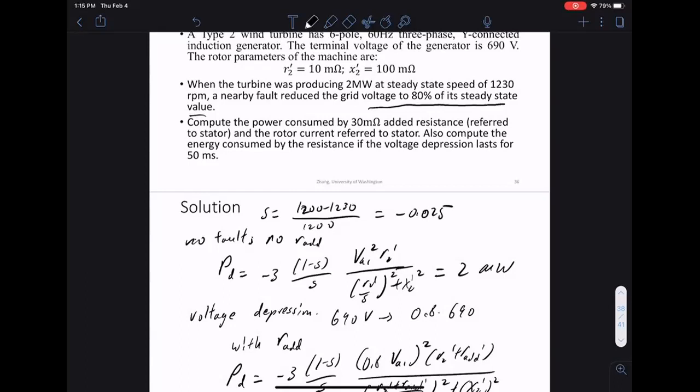All right, so this is it for type 2. These are example questions I can ask for type 2. So take a look at the homework. It should be up now. Do pay attention to it. A big part of the midterm will be type 1 and type 2 turbines.